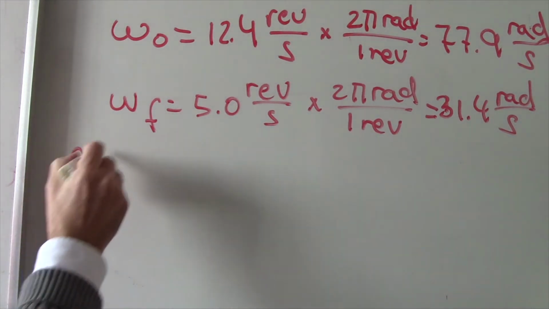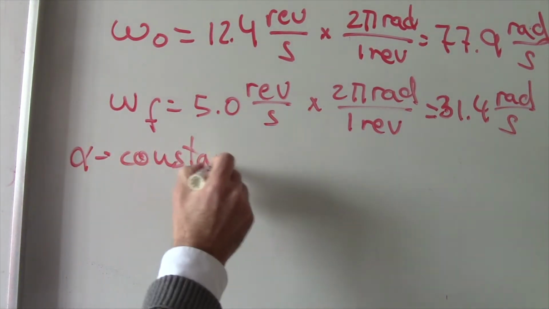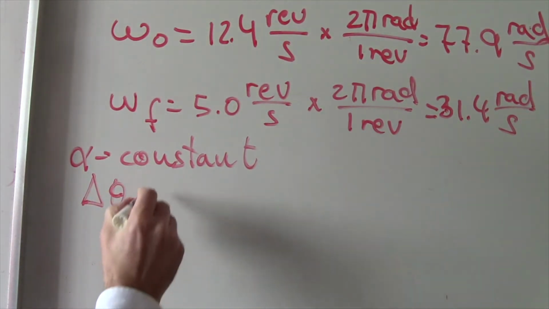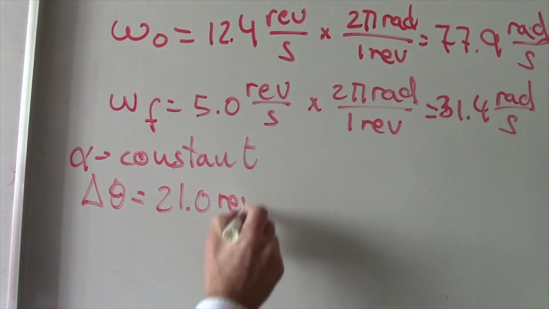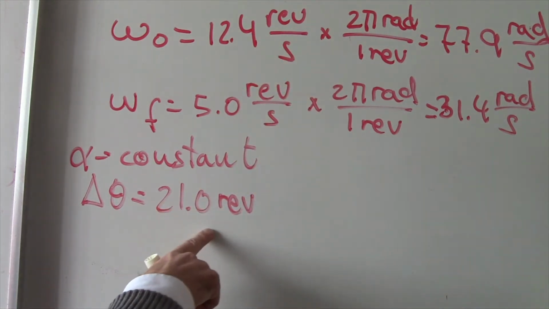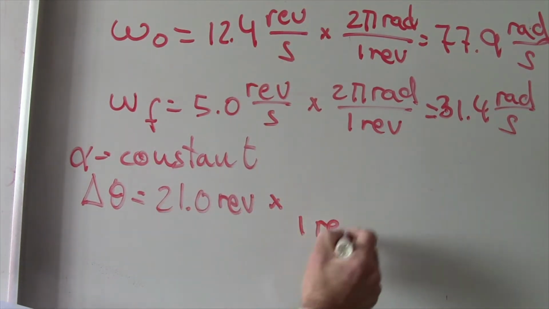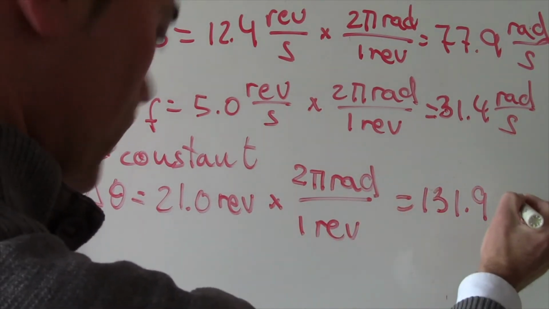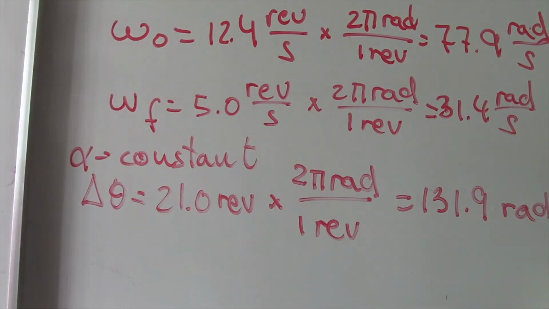They tell us that alpha is constant and delta theta is 21 revolutions. We do the same, we go from revolutions to radians, and we get 131.9 radians. So now what we want to calculate is the angular acceleration. We use the equations of kinematics for this particular case of angular motion.